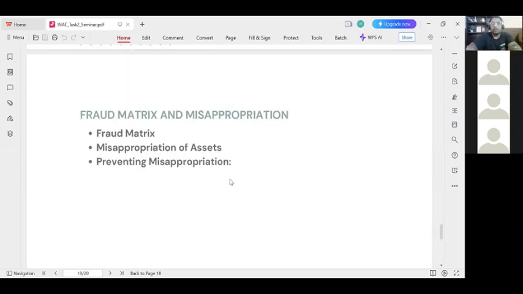Okay, so we talked about the fraud matrix. Now we have to talk about the misappropriation of assets. So misappropriation of assets is if someone is misappropriating the assets which are owned by the company, right? So, for example, an unsupervised employee might take office supplies for personal use. So that's an example of misappropriation of assets. It can be due to lack of supervision.